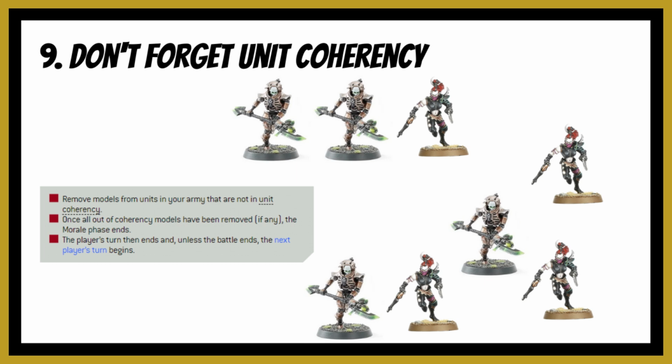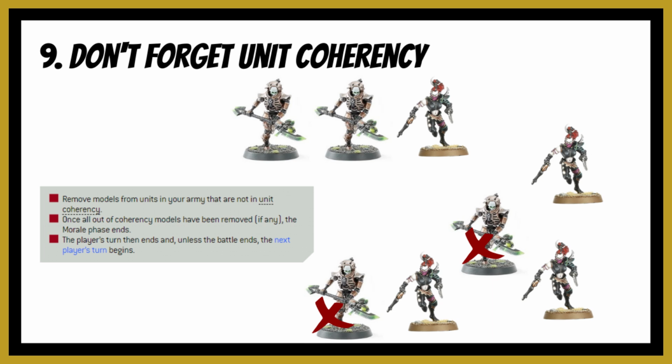So with the example shown here, 2 Lich Guard models at the top of the screen and we've got 2 at the bottom of the screen as well, but there's quite a large gap in between the 2 groups here. So long story short, 2 of these models are going to have to go. There's going to be no saves, there's going to be no reanimation protocols. You've got to simply remove them from the battlefield in the morale phase and then the turn ends.